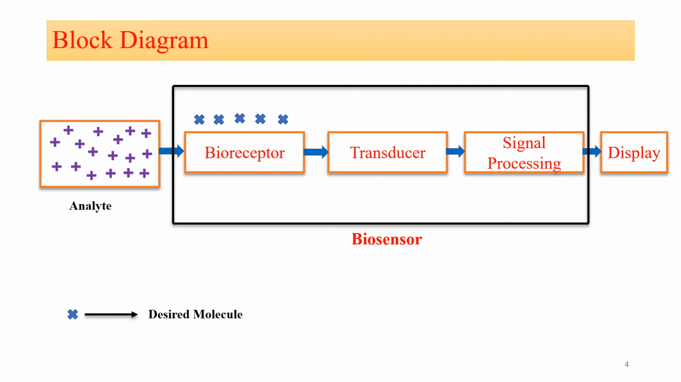that is blood, urine, saliva or sweat. And finally the output of the transducer is applied to the signal processing unit. The signal processing unit will process the signal received from the transducer. Then the output of the signal processing unit is applied to the display, and finally you will get the result on the display. The combination of the bioreceptor, transducer and signal processing is nothing but your biosensor.